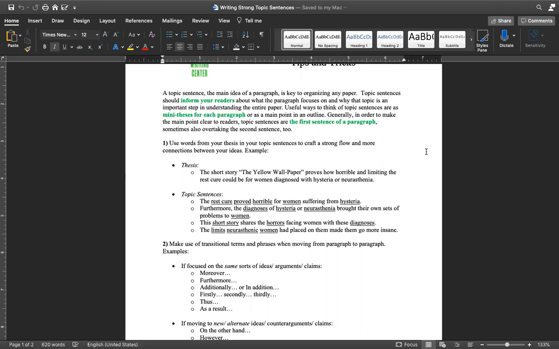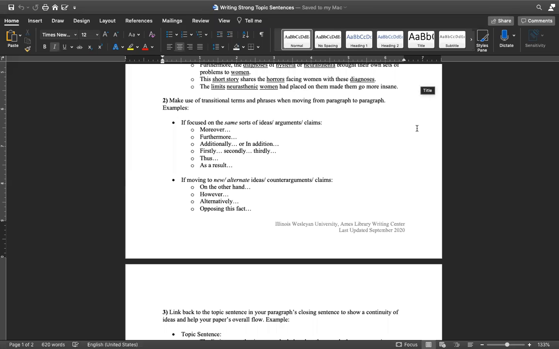Your topic sentences could then rely on words from that thesis, including rest cure, proved, horrible, diagnoses, hysteria, neurasthenia, women, short story, limits, and horrors. All of these ideas in some way reflect back on the thesis and in fact use similar wording. The second tip we have is to make use of transitional terms and phrases when moving from paragraph to paragraph.